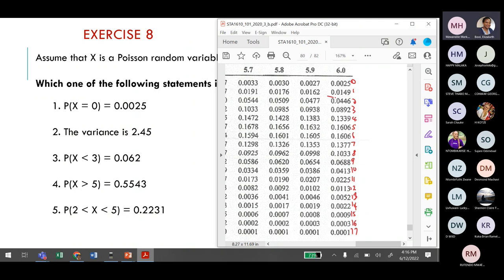Number four says find the probability that x is greater than 5. Remember, you can do it two ways. Instead of adding from 6 to 17, you can add from 0 to 5 and subtract that from 1. And then the last one, number 5, asks you to find the probability of between. Remember, this is exclusive because it's just between 2 and 5, and does not include 2 and 5.